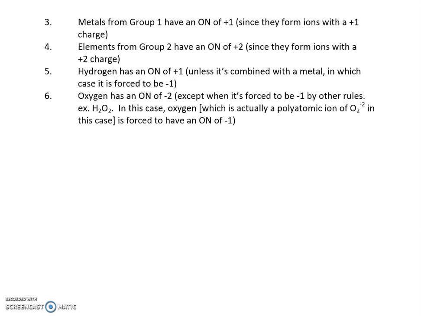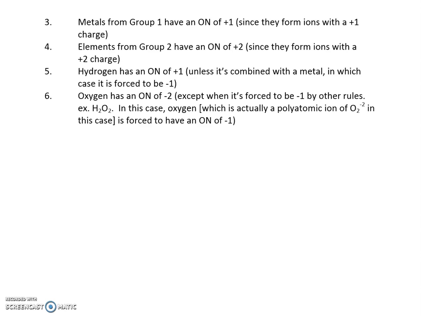Rule 3 says metals from group 1. Notice it says metals from group 1, so we are ignoring hydrogen for right now, just looking at the metals from group 1, have an oxidation number of +1, since they're going to form ions with a +1 charge, since they have that 1 valence electron that they're going to lose. Again, this is when that element is part of a compound.